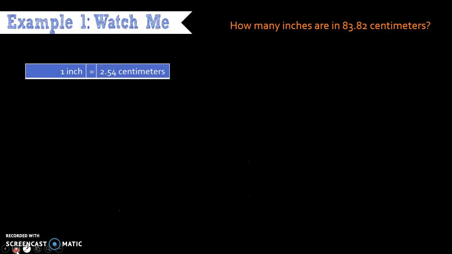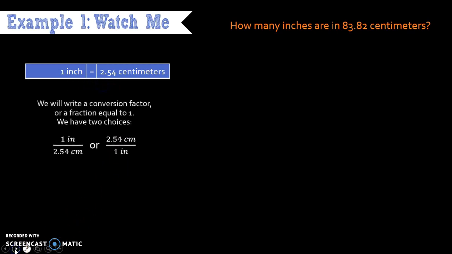Let's do an example. How many inches are in 83.82 centimeters? So we are converting from centimeters into inches. That means I need to get a conversion factor that'll get me from centimeters to inches. Here's the appropriate conversion. 1 inch is equal to 2.54 centimeters. This is the information that we're going to use in order to answer this problem.